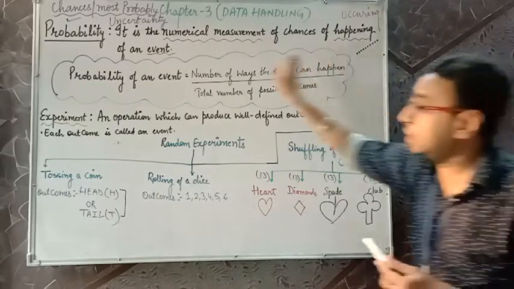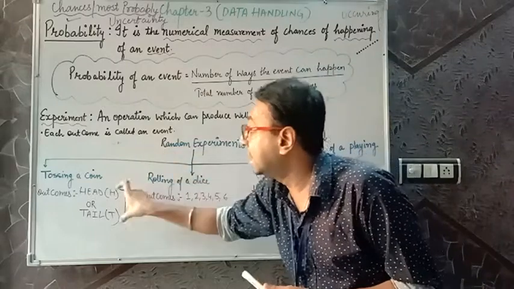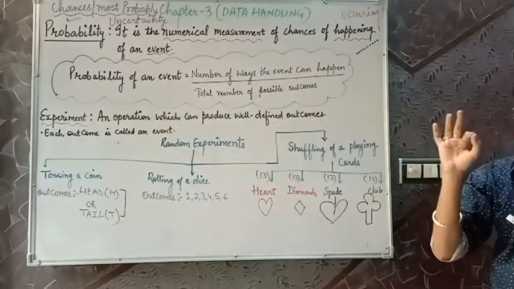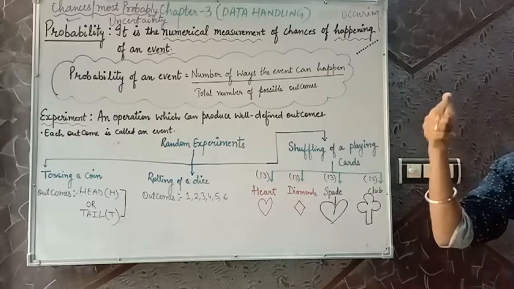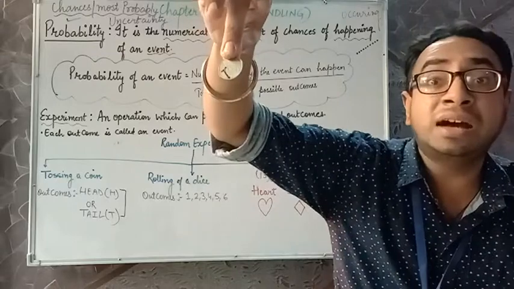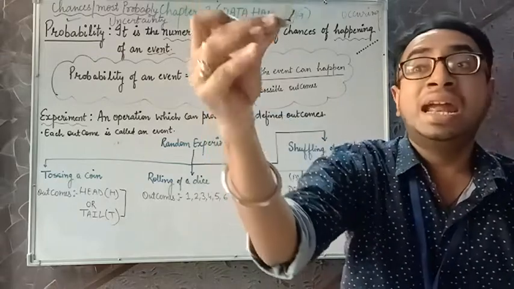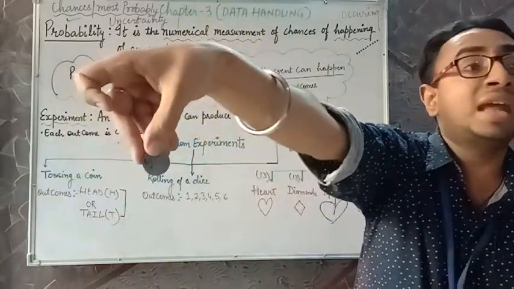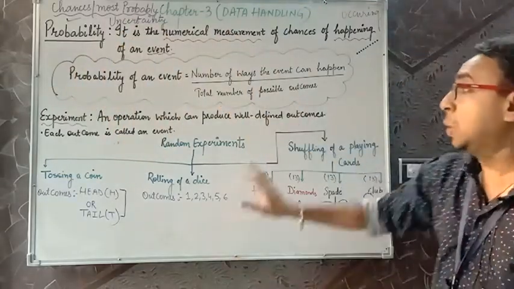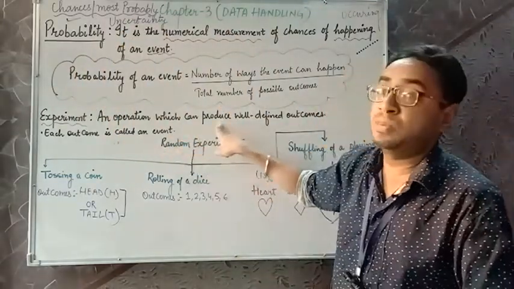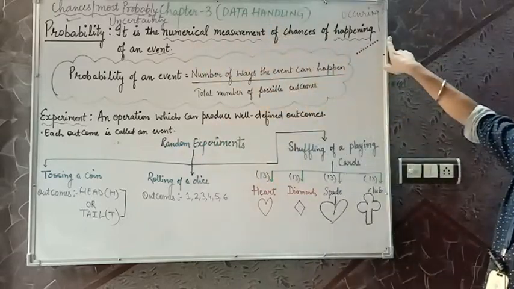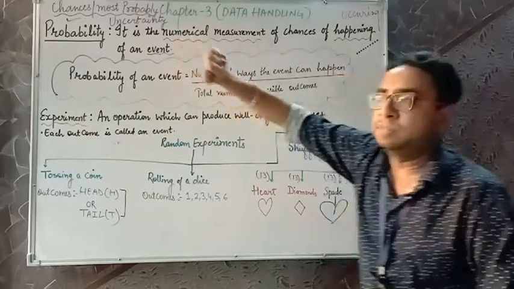Clear? Now each outcome is an event. If you get head on tossing a coin, that is an event. If you get tail, that is again an event. Clear? Anyone is having doubt with event or experiment? So probability is a numerical measurement of chances of happening of an event.